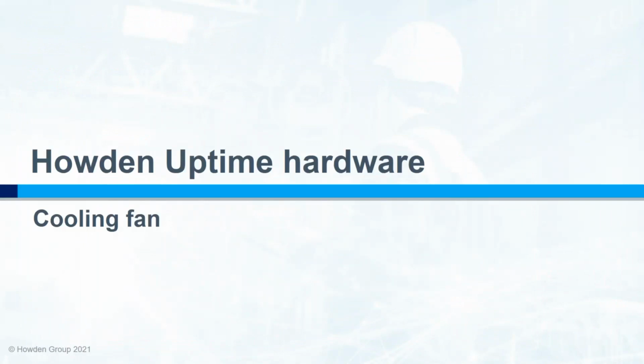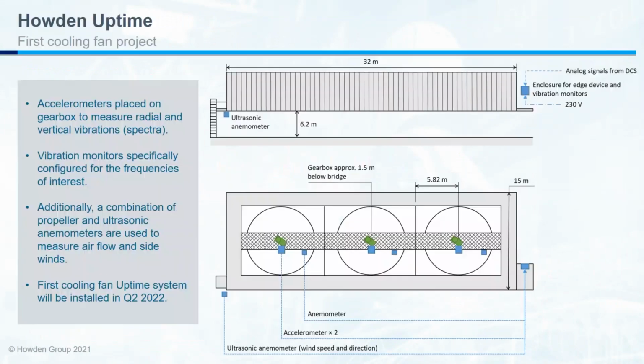So coming to the hardware part, as mentioned, we are currently developing our first uptime system for a 3-cell ACC unit. So the measurements will include accelerometers. They will be placed on the gearbox to measure radial and vertical vibrations. And with these measurements, we will be able to see the difference between structural and drive vibrations.